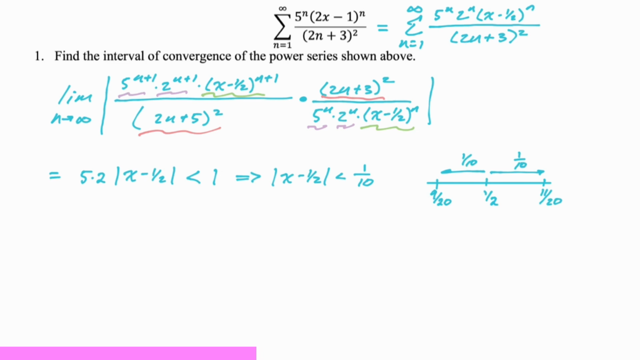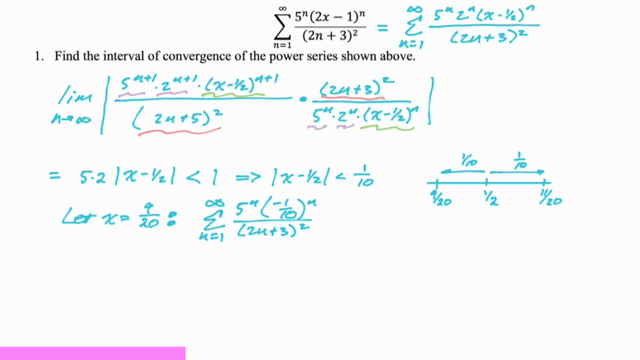What we need to do is determine the endpoints because the ratio test is inconclusive. So what we'll do is we'll say, let x equal 9 over 20, go to the original series and plug in 9 over 20 for x and see what we get. So when we do that, we'll have 5 to the n. I'm going back to the original series, not the one that I factored. So we have 2 times 9/20 is 9/10 minus 1 is negative 1/10 to the n. And then just over that denominator.